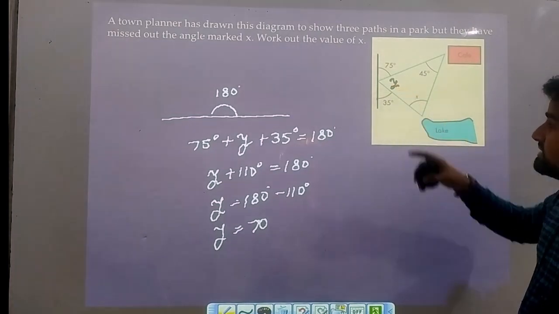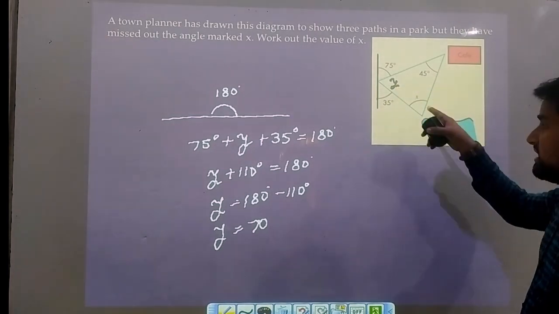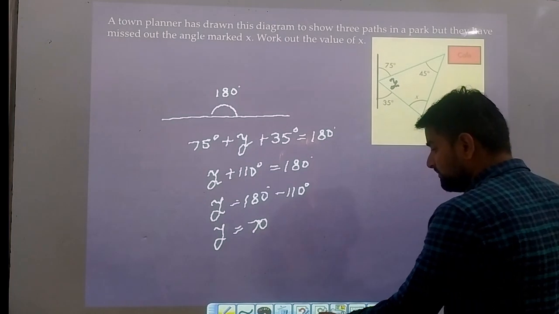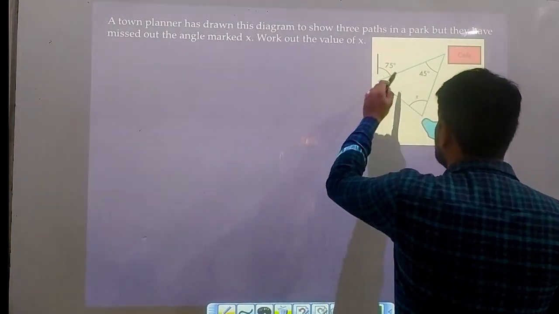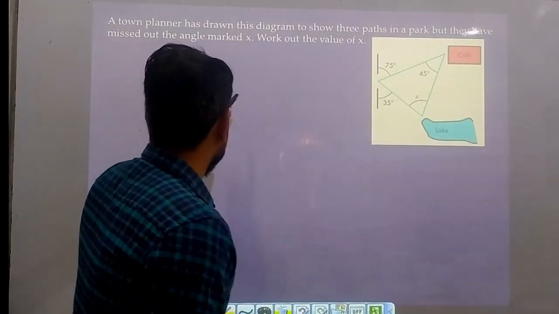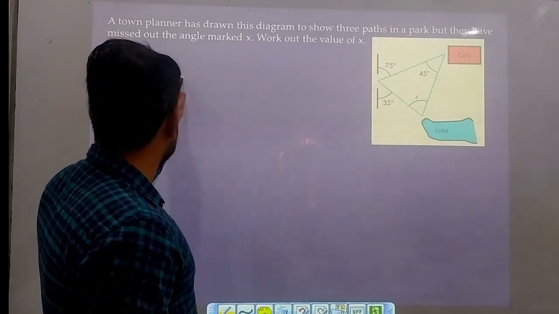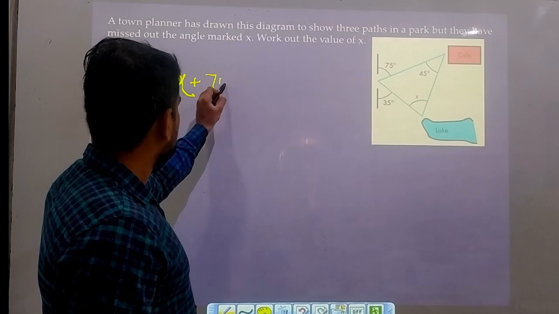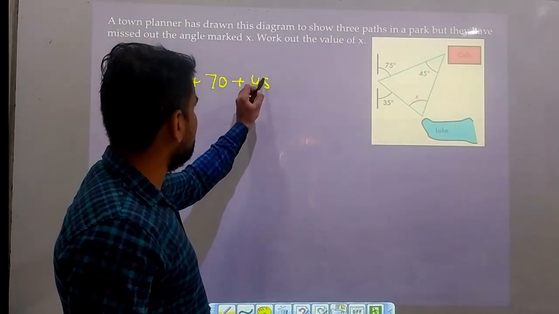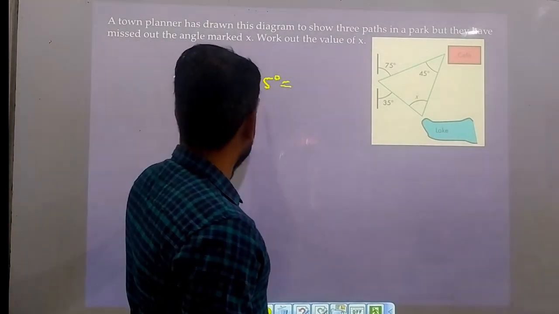If y is equal to 70 degrees and this one is 45, we can easily know the value of x here. So this one is 70 degrees. Now I can say that x plus 70 degrees plus 45 degrees is equal to 180 degrees.